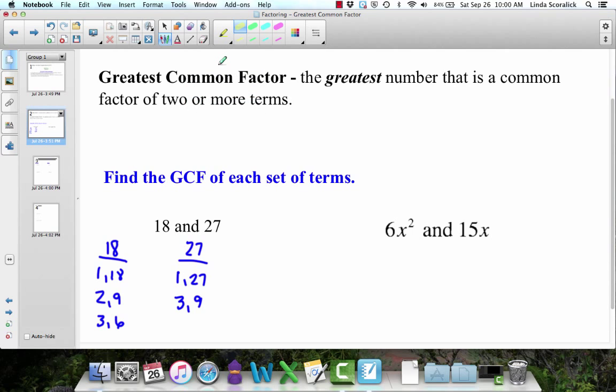What we want to do is compare the list of factors and look for common factors. Well, we see 1 in both sides, we see 3 in both sides, and we see 9 in both sides. Which one of those is the largest common factor? The answer would be the 9. So 9 is the greatest common factor of 18 and 27.